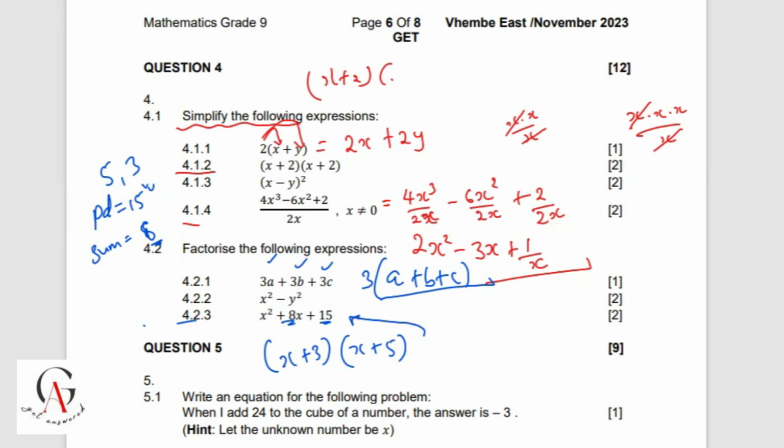Remember the rule, you start with a product. Which numbers do we multiply to give us 15? There are a lot of numbers. But then from those numbers, which ones do we add to give us 8? Then we get 3 and 5.